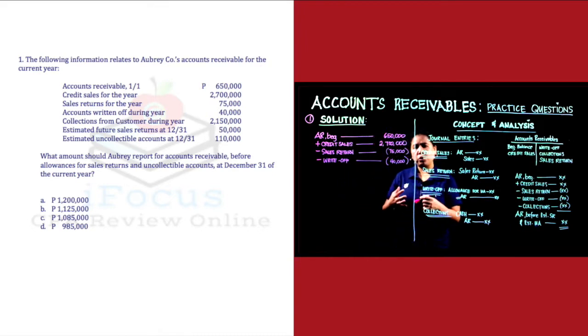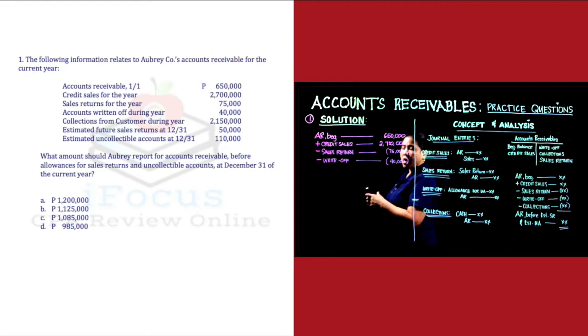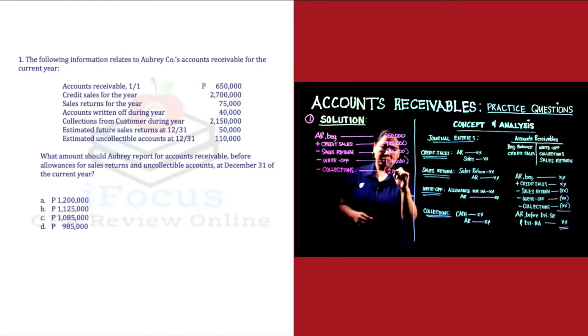Now, another item is collections from the customer during the year. Alright, amounting to 2,150,000. Our entry on the collections is debit to cash and then we credit to the accounts receivable. Siyempre, iaalisin na natin sa ating accounts receivable dahil nga nasingil na po natin yon. So, the effect on your T account is on the credit side. So, we will minus our collections.